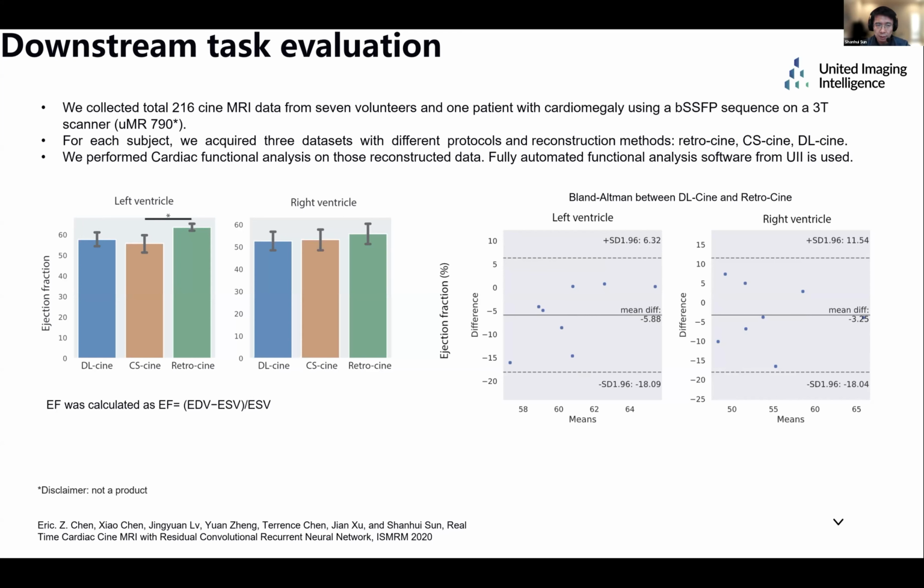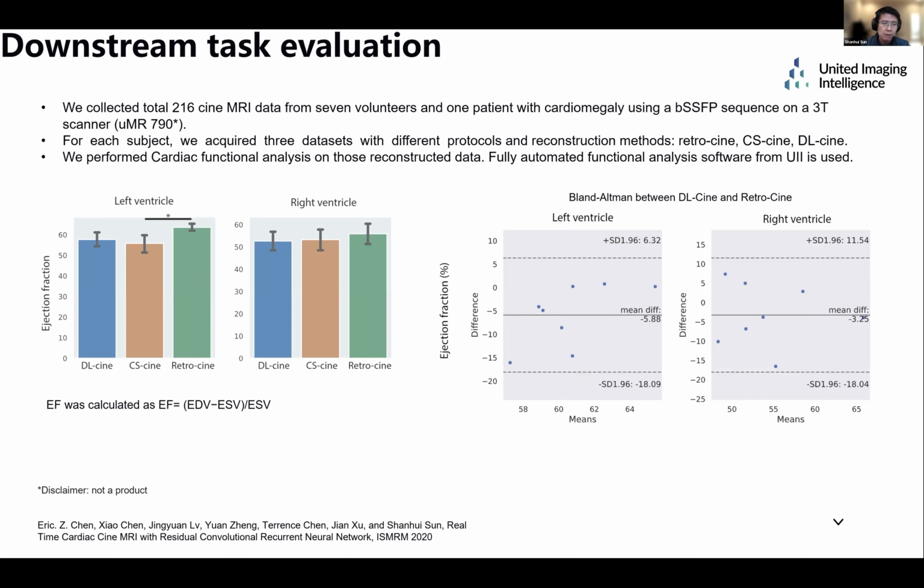For each subject, we acquired 3 datasets with different protocols and different reconstruction methods. One is Retrospective Cine, which is the clinically widely accepted protocol. One is CS Cine. And the other one is the deep learning based method we used. I have to say here, CS and DL Cine use exactly the same sequence, but the reconstruction algorithm is different. For CS, we directly use a compressed sensing method.